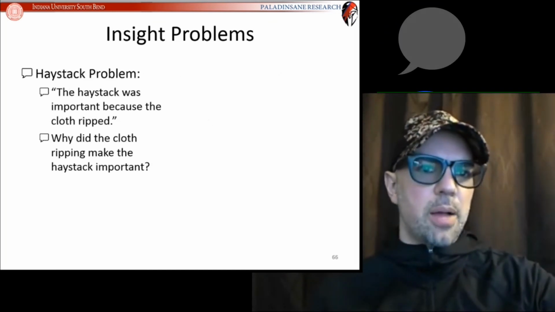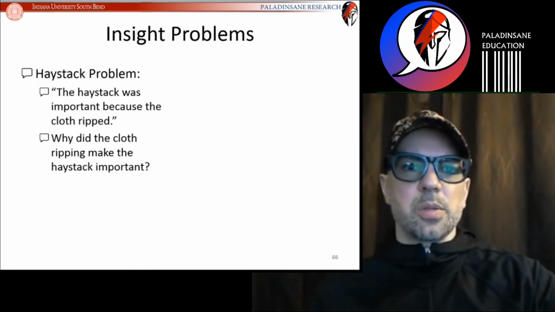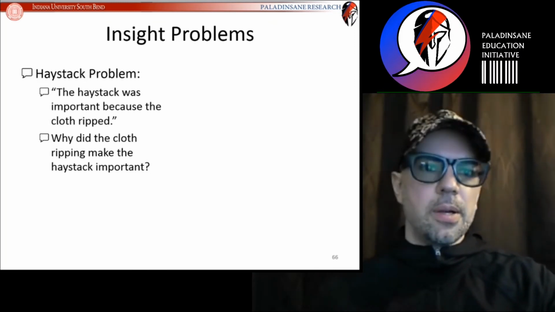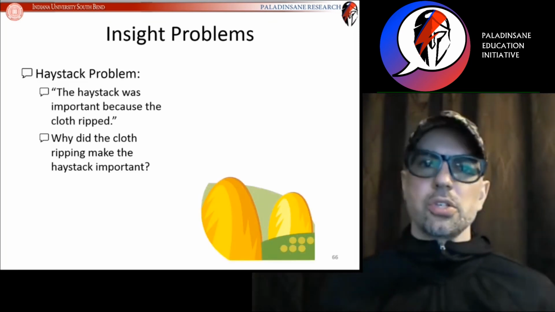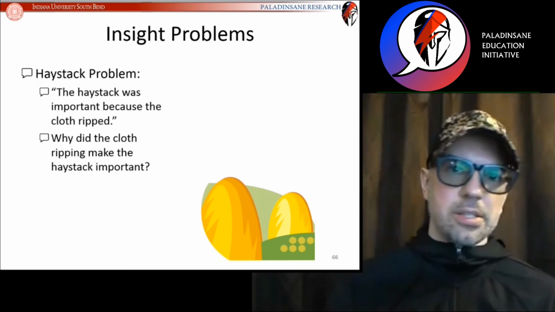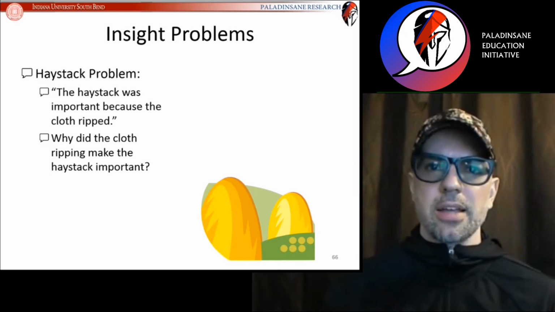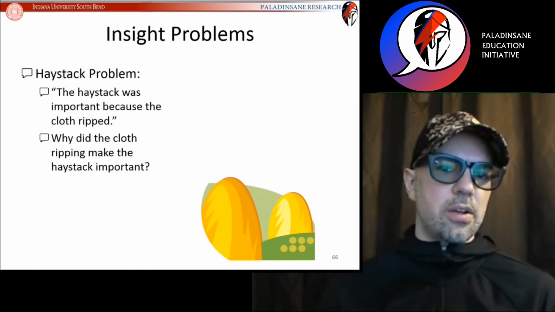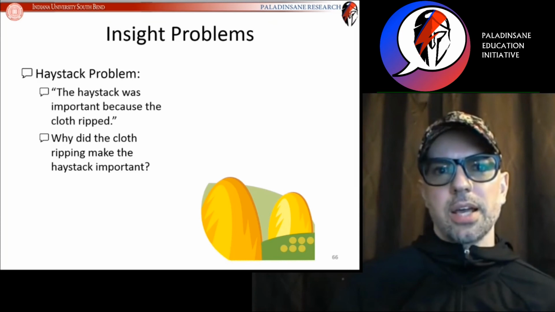It's called the haystack problem. And the problem states the haystack was important because the cloth ripped. Why did the cloth ripping make the haystack important? So try to solve this. Pause the video. Why did a cloth ripping all of a sudden make a haystack important? So pause the video now. Try to come up with a solution. And when you come back, we'll talk about this insight problem.